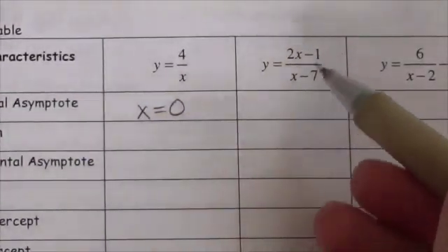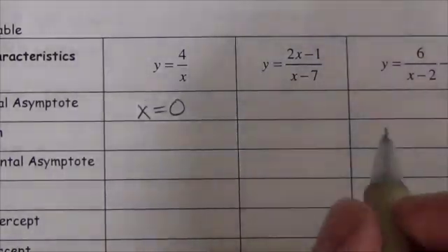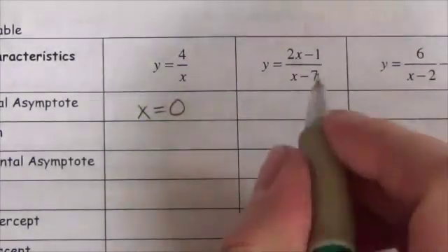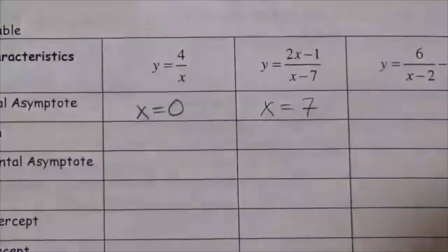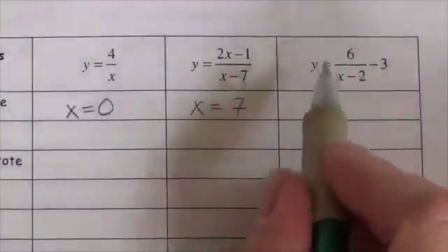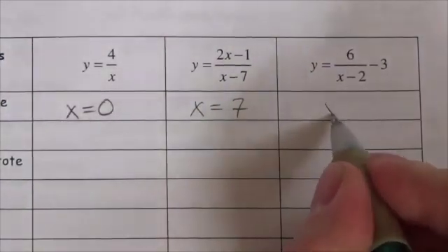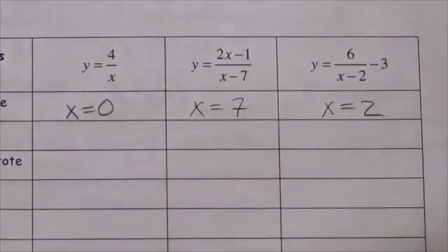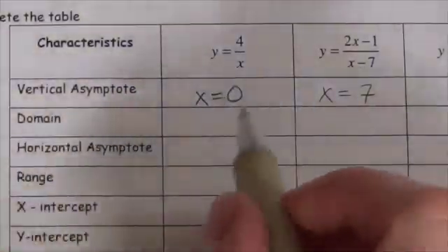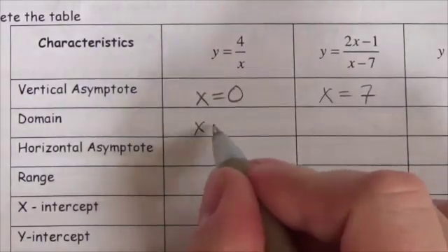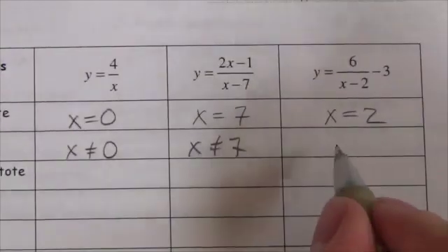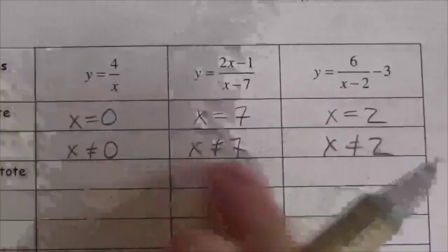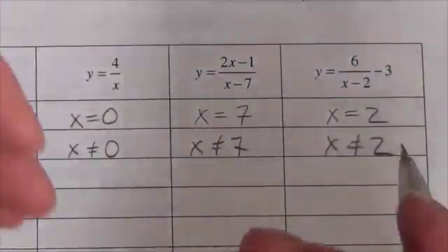Now for a second one here, normally we'd have to factor numerator and denominator, but we don't need to do that in this case because it's already factored. So our undefined here is going to be when x is equal to 7, so that's our vertical asymptote. And over here in our last case, this is undefined at x equals 2, so that's our asymptote. Our domain, which is the next thing we're going to look at, is related to the vertical asymptote. So x can't equal 0, x can't equal 7, x can't equal positive 2.